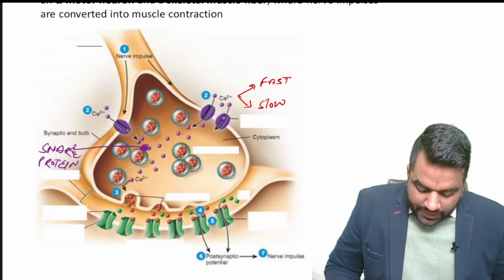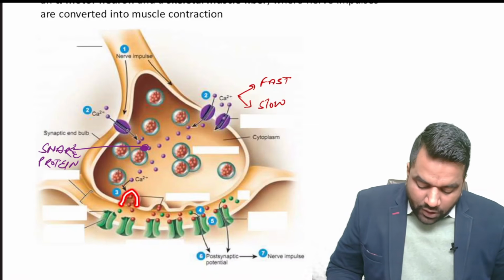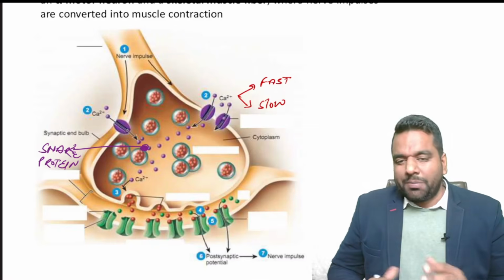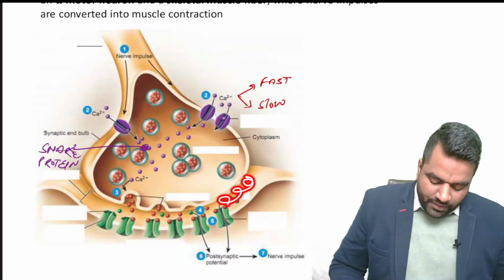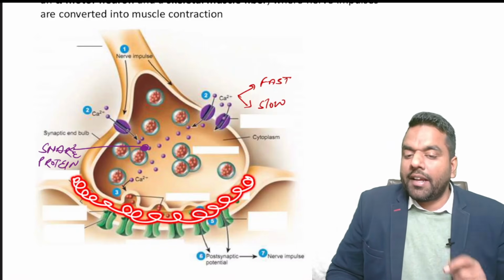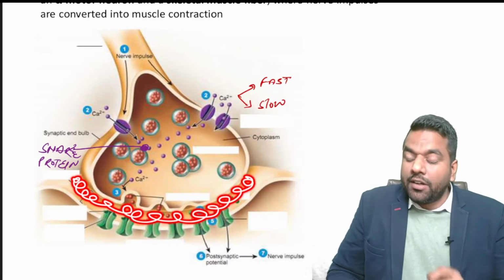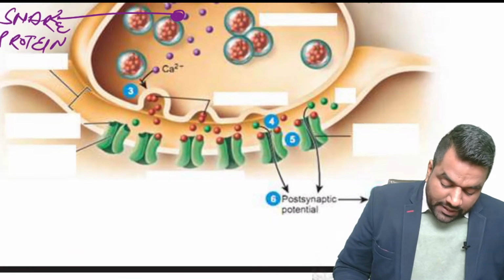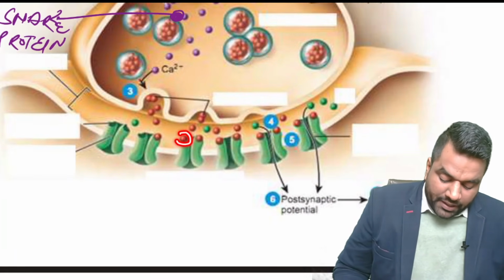Once the vesicle is attached to the cell membrane, the membrane breaks and all the chemical is released into the synapse. Guys, please pay attention: the space between the pre and postsynaptic areas we call the synaptic cleft, and all this chemical enters the synaptic cleft. After that, this chemical reaches the postsynaptic area.